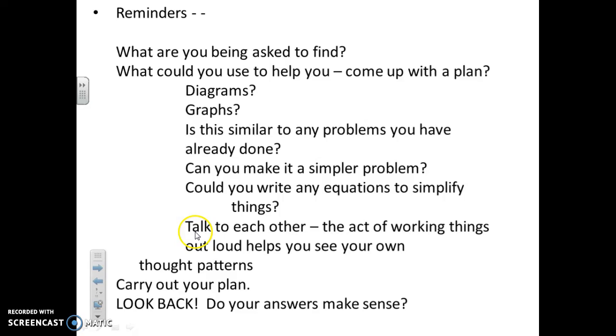And then the last one, my particular class this year, they don't like to talk to each other. Other years I can get them to talk. This class does not want to talk to each other. So I would put in a reminder of talk to each other. The act of working things out loud will help you see things on your own or see your own thought pattern. And then they need to carry out the plan and then look back. Do your answers make sense?